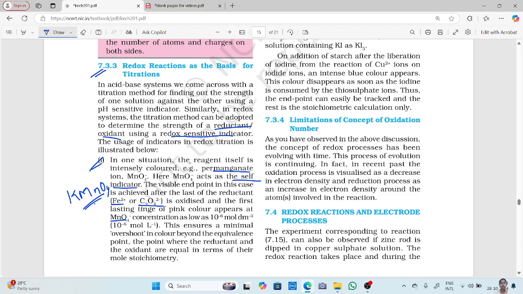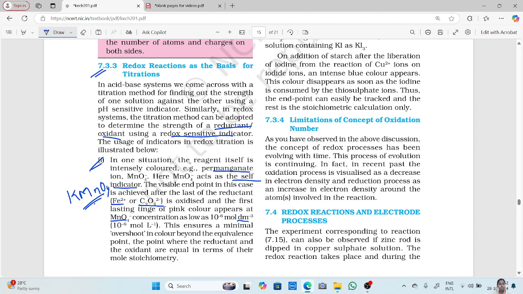and the first lasting tinge of pink color appears at an MnO4- concentration as low as 10 raised to minus 6 moles per decimeter cubed, or 10 raised to minus 6 moles per liter. Now, how will you see the end point? The end point is achieved when the last amount of reductant is also oxidized and the first lasting tinge of pink color appears. That means the dark purple color is converted into a pink color. So the first lasting tinge of pink color is the drop which will convert that purple into a lasting pink color.